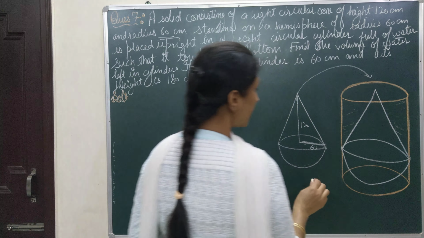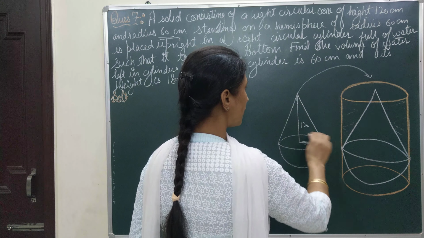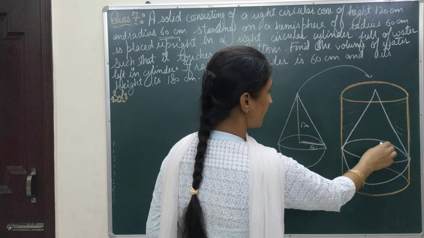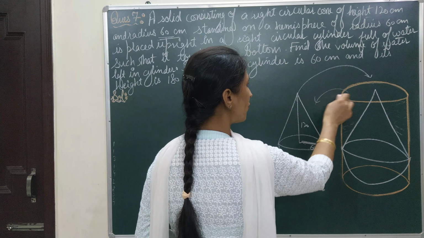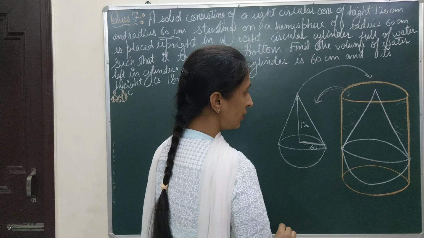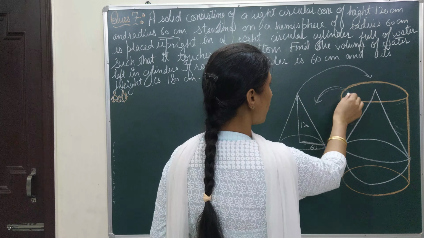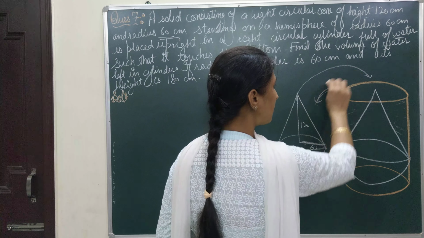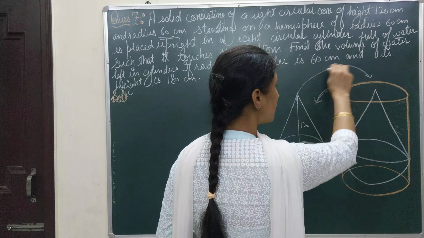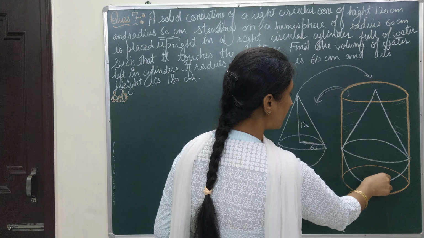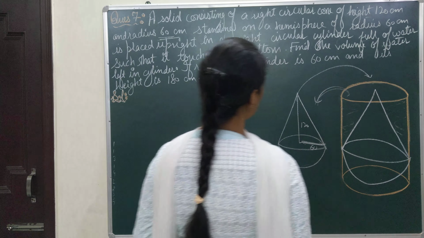Okay, then if the cylinder is full of water and some solid is placed into it, then what will happen? Some water will fall out of it. Some water will fall out of the cylinder when we put one solid in that cylinder which is full of water.